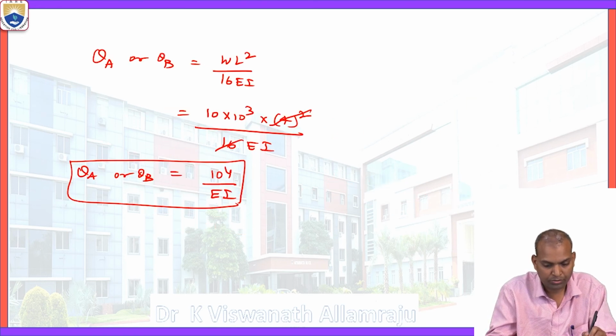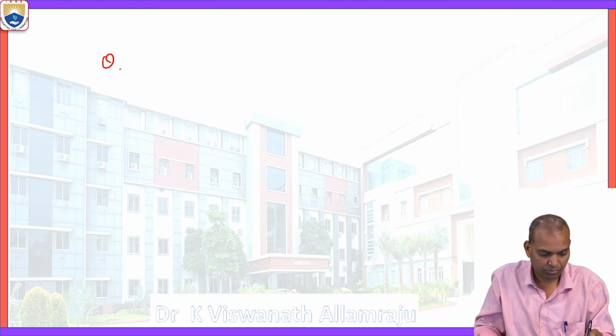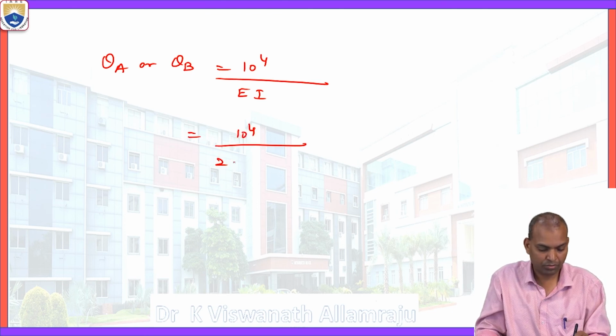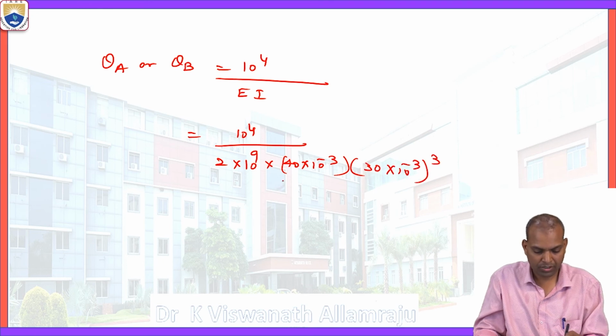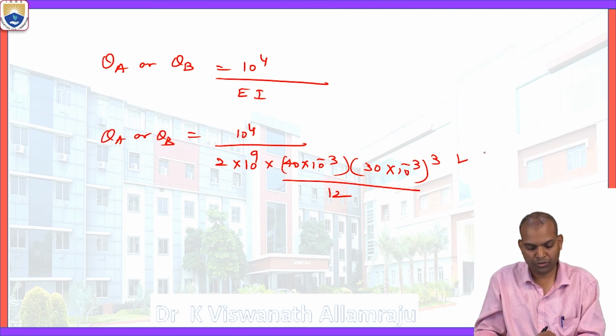And what is the slope? The slope is 10 power 4 by EI. The slope theta A or theta B equal to 10 power 4 by EI. That is 10 power 4 by, what is the E value? 2 giganewton per square meter, 2 into 10 power 9. And I value, what is the I here? BD cube by 12, 40 into 10 power minus 3, 30 into 10 power minus 3 cube by 12. So after simplification, we get the value of the slope.